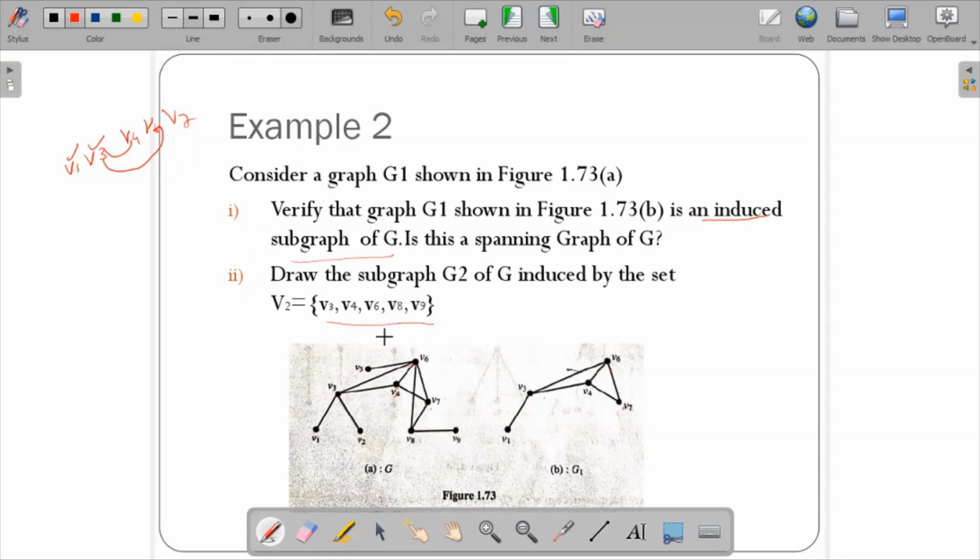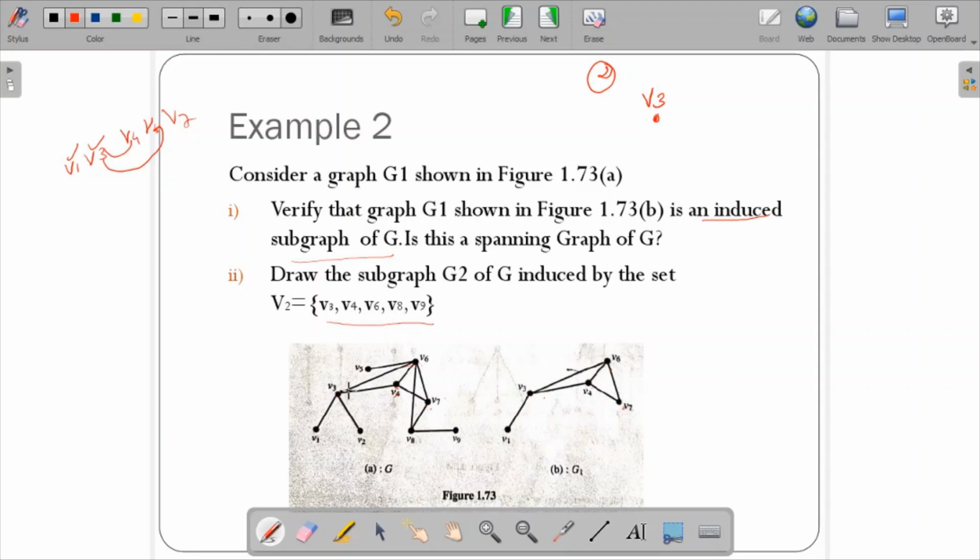Next they told us to draw the subgraph G2 of G induced by only these three. So I'll draw that second graph. First I'll give the explanation, then we'll draw the second subgraph. They have told v3, so consider v3 from here. Draw the subgraph G2 of G induced by only these vertices. So whatever edges v3 has to these, you try to connect.